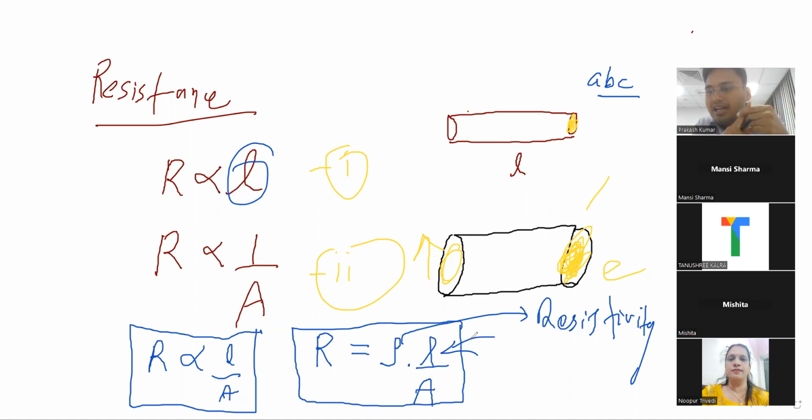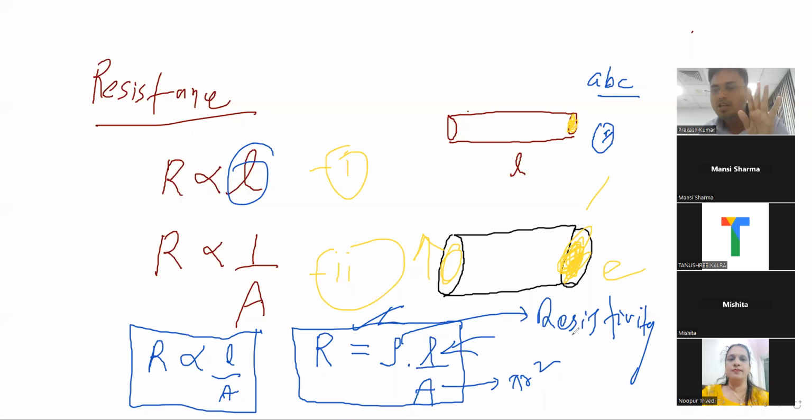I'm directly telling you. Length will be given. Length must be in meters. If it is given in mm or centimeters, you have to convert into meters. And if you come to cross section area, this one is a circle. So if the question gives you the radius, you can find A equal to pi r square. Radius must be in meters, so you can find A. Rho will be given, then applying this formula, you can calculate the value of R. In your book also, you can solve it.